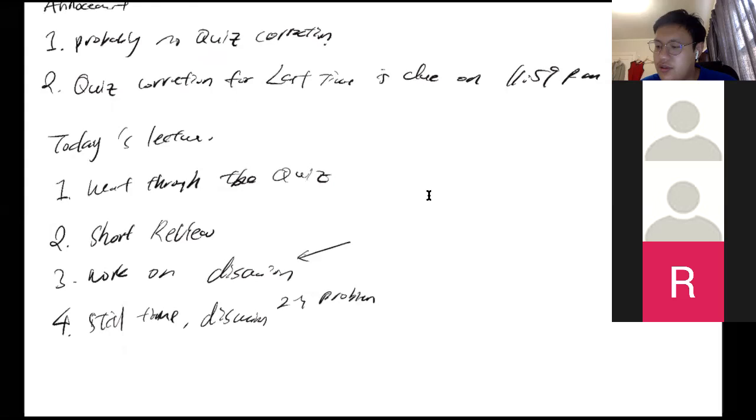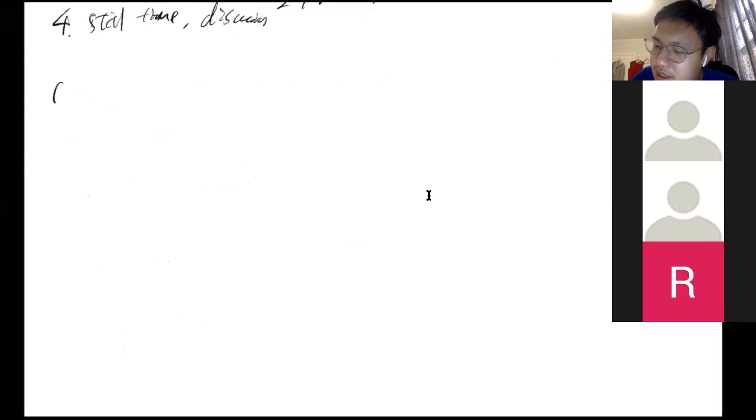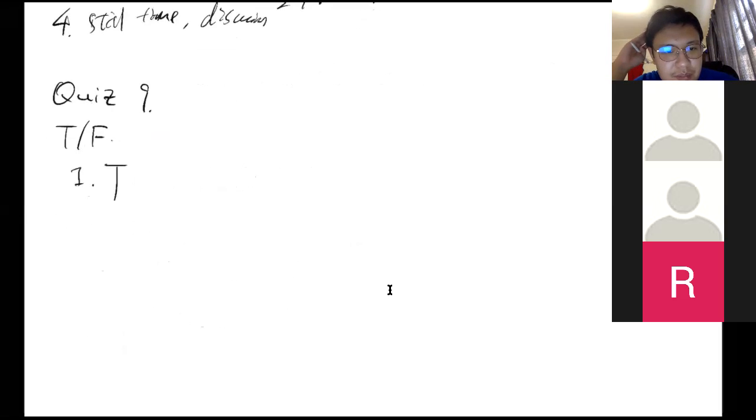So for true and false, that's quiz 9. True and false, problem 1. Problem 1 is true. It is possible to determine the equation of PDF given the equation of CDF, because you can just take the derivative of CDF to give the PDF. CDF is defined to be the integration of PDF, so you can just do the other way around to get the PDF. You are given a CDF, so that's true.